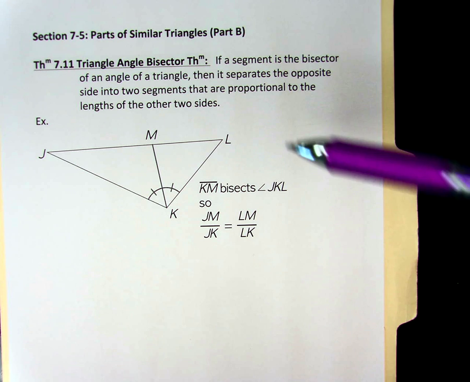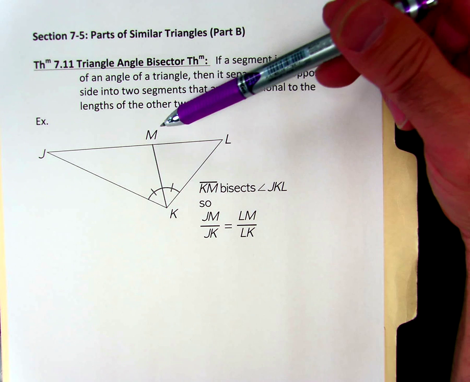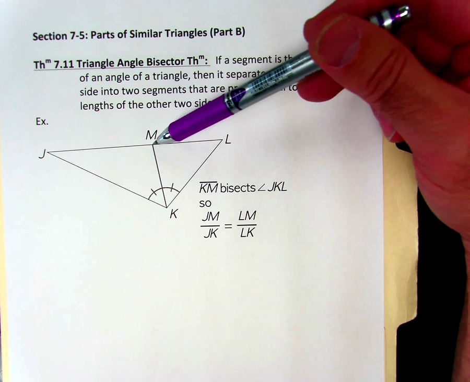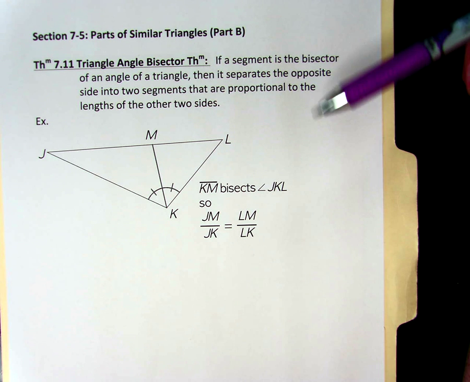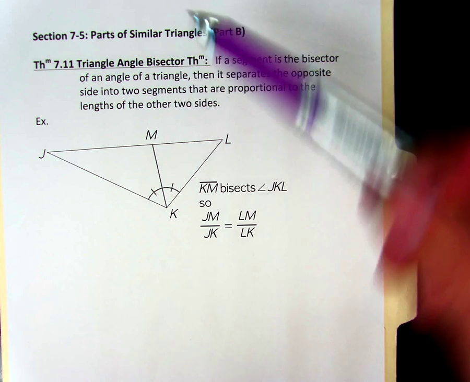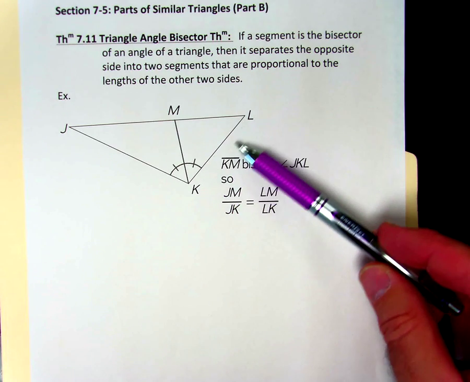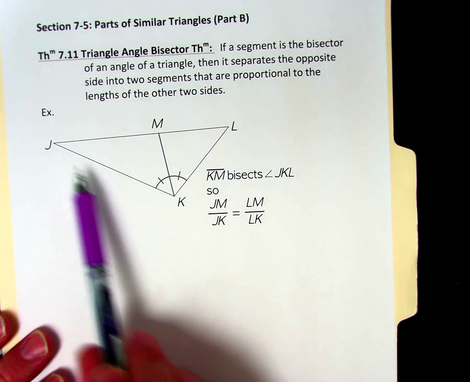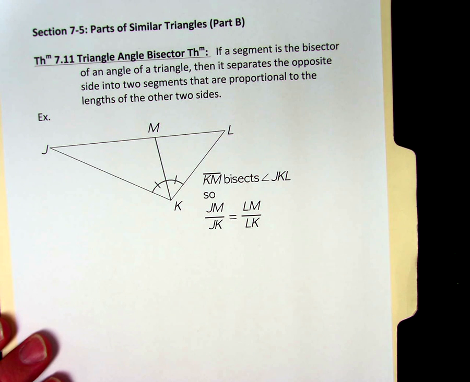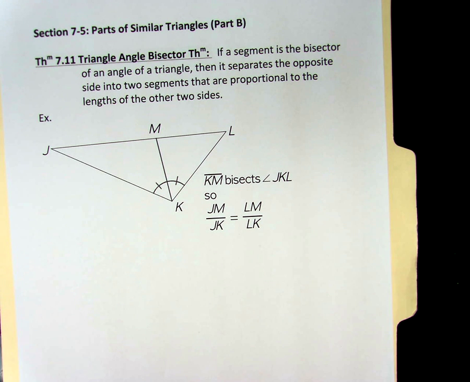Now it's important to remember, the angle bisector does not always, in fact most of the time, does not intersect the opposite side at the midpoint. It's really tempting to say, oh, then M is the midpoint. That only works if we're bisecting the vertex angle of an isosceles triangle. I don't know that these two segments are congruent. So I cannot say that M is the midpoint here.